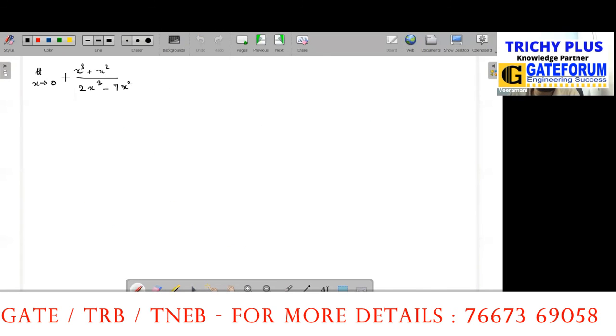Okay, so can you try this one? x cube plus x squared divided by 2x cube minus 7x squared. Can you give me the answer for this? So think that it has a limit. Consider that the limit exists and you go for it.